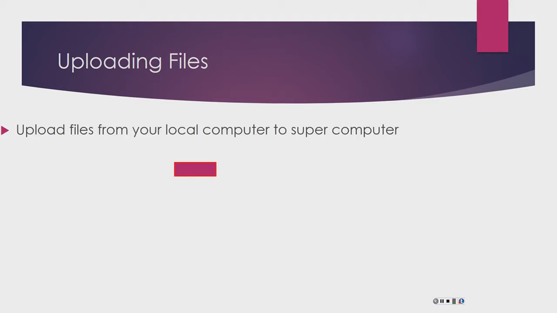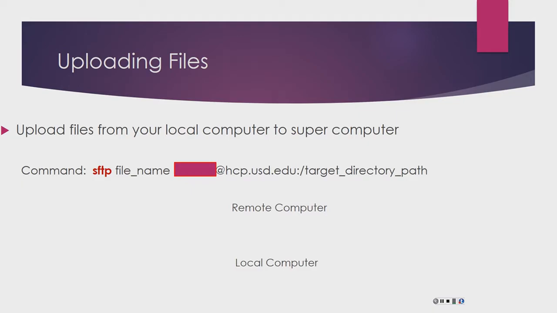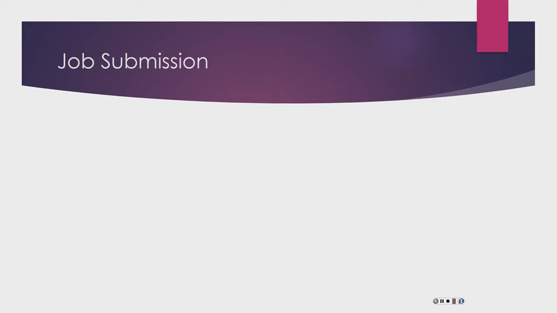And then for uploading files, it's uploading files from your local computer to the cluster, so it's the opposite of downloading, which would make sense. And then it's the same type of thing, but it's a different order of operation. So you use the SFTP in the beginning again, and then the file name, then again your username, the cluster name, and then the target directory. And then, just to make it very clear, uploading is from a local computer to a remote computer, and downloading is from a remote computer to a local computer. It's just terminology, I don't know.